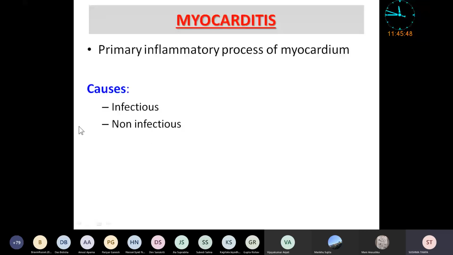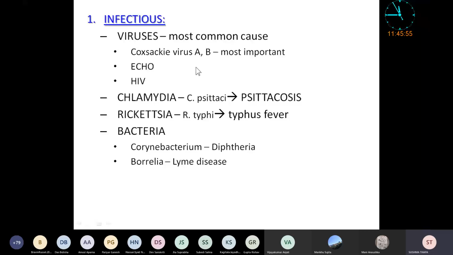Infectious means like in the other systems. It involves inflammation of the cardiac muscles by infection with a virus, chlamydia, rickettsia or bacteria. So infectious, some causative agent is there which is leading to inflammation of the myocardium. Various viruses will lead to inflammation of the myocardium, but most commonly it is due to infection with Coxsackie virus A and B, which is most important, followed by echovirus or HIV.